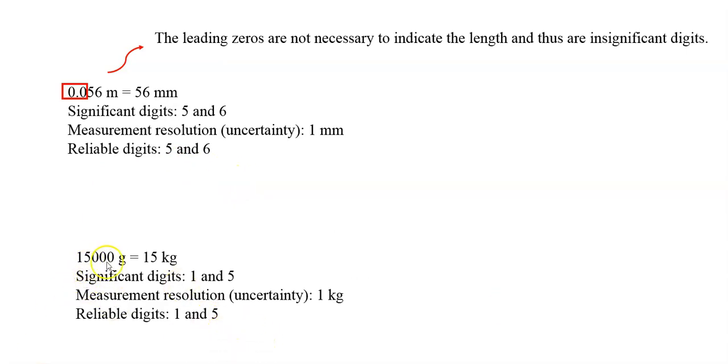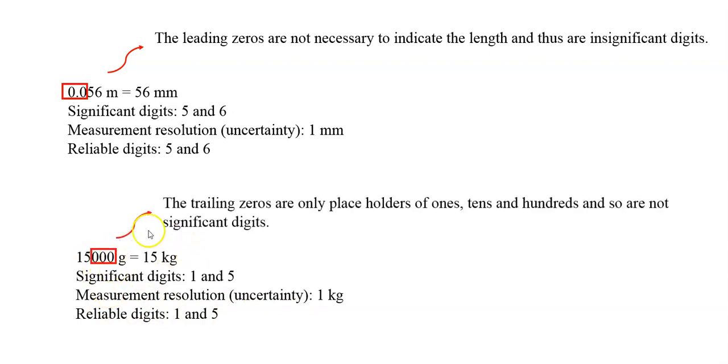Now suppose we have 15,000 grams, which is equal to 15 kilograms. So if our uncertainty or our measurement resolution is 1 kilogram, these trailing zeros would be only placeholders for ones, tens, and hundreds, and there's no other meaning to that. So these are insignificant digits. And only 1 and 5 are the significant digits in this number. And as 1 kilogram is our uncertainty, only 1 and 5 are the reliable digits in this number.